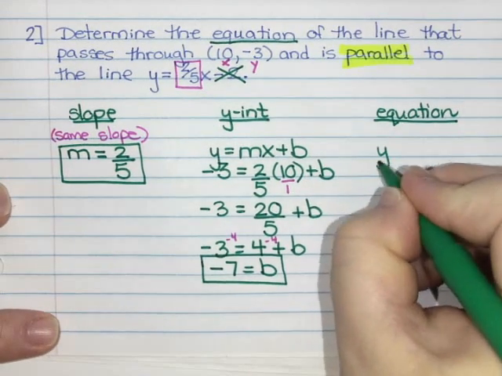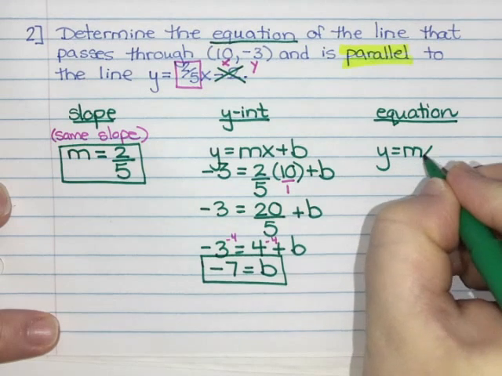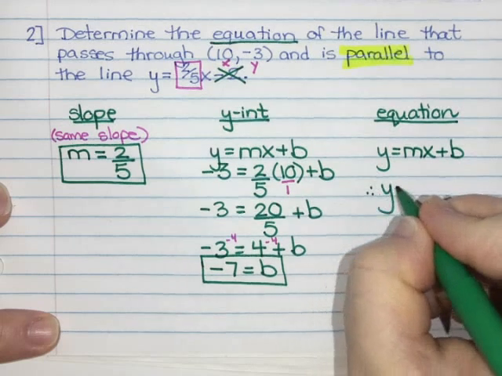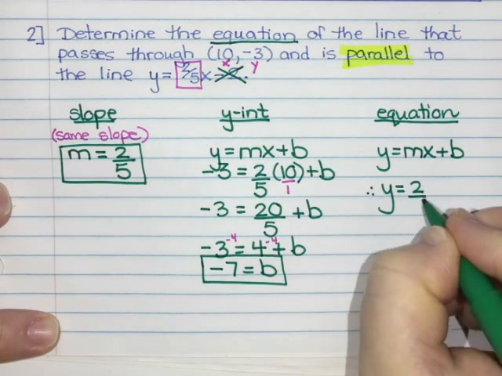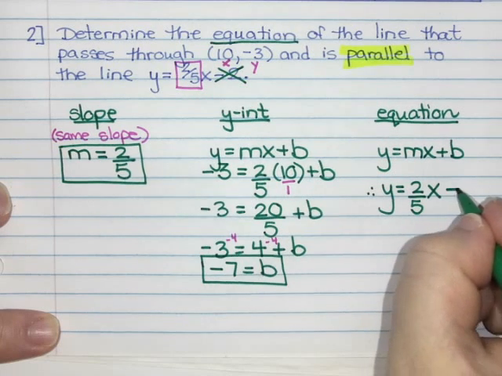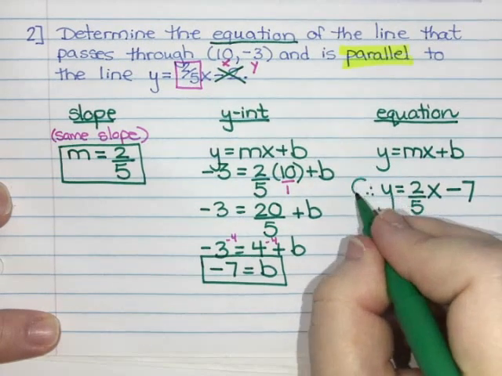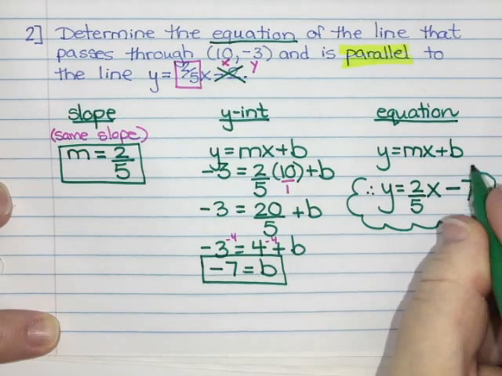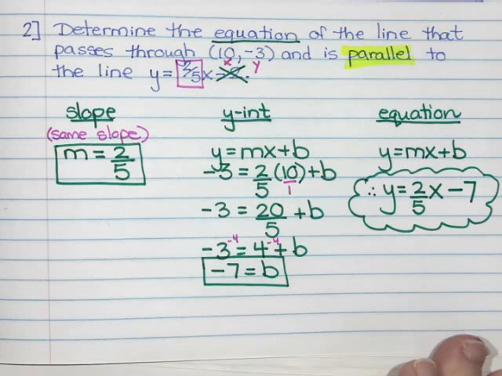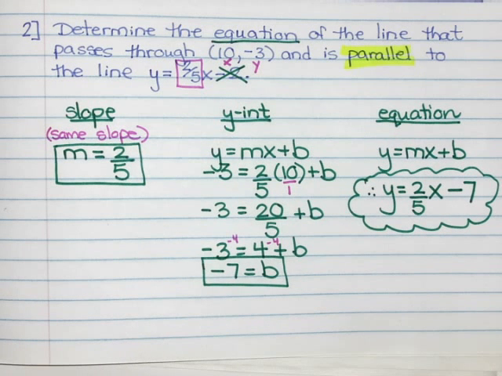So our equation, y equals mx plus b, is y equals 2/5 x. And then instead of writing plus -7, I'm just going to write -7. And there's the equation of our line that is parallel to y equals 2/5 x minus 2.